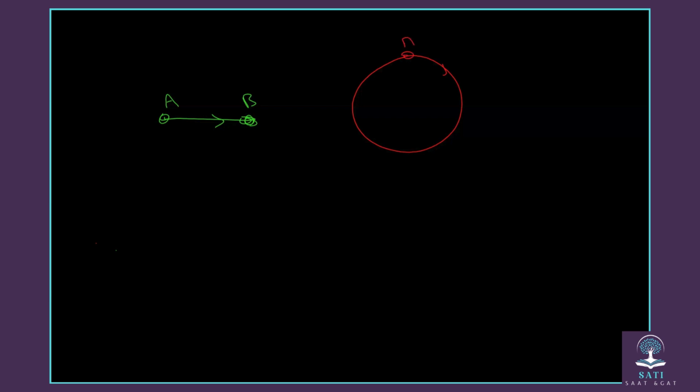And if an object is moving in circles like this, the object was at point A and it moved and came back to this point or stopped here, as long as this motion is in circles, that means here we have angular motion. Angular motion means we have angular displacement, we have angular velocity, and we have angular acceleration.